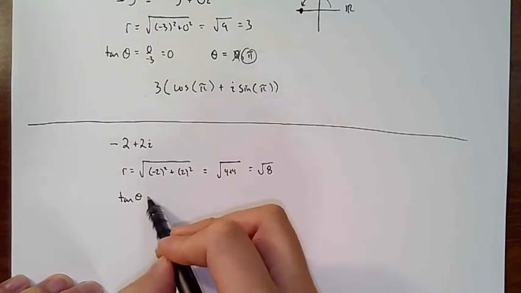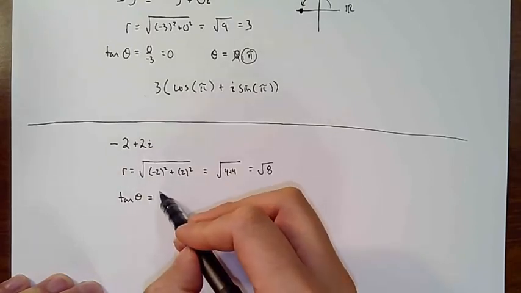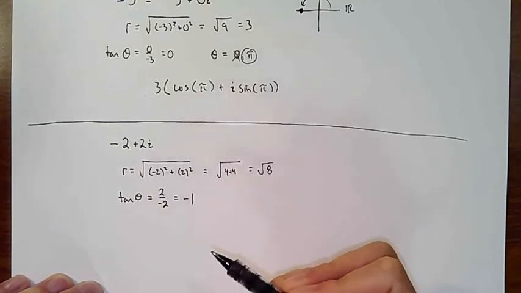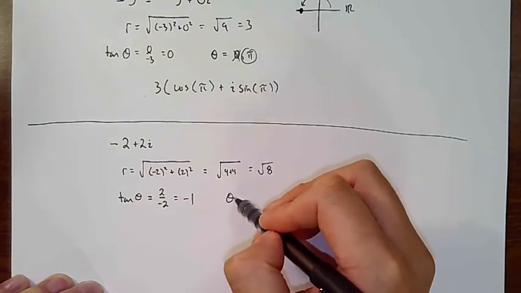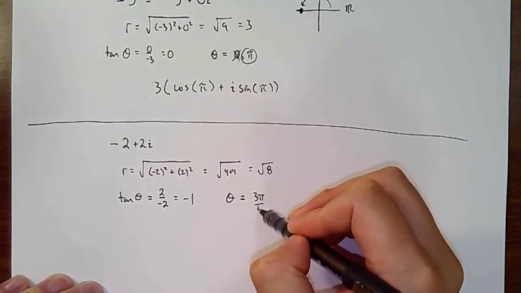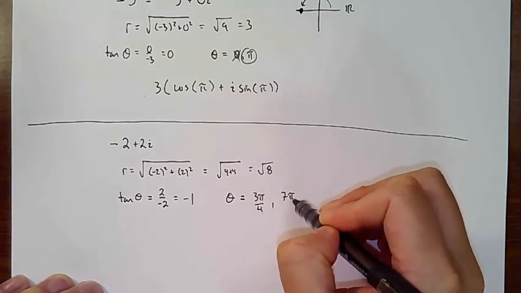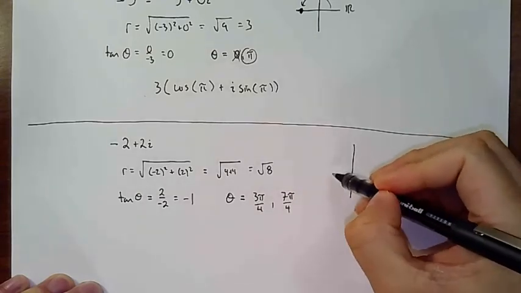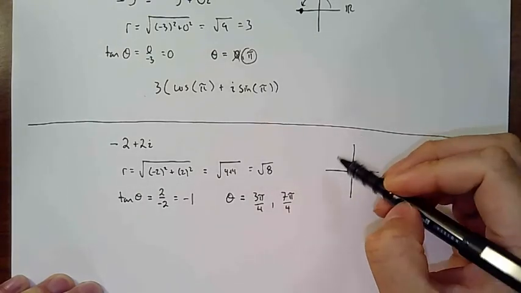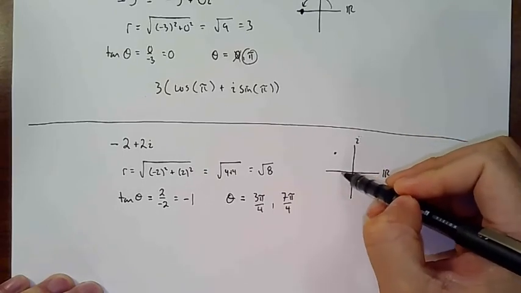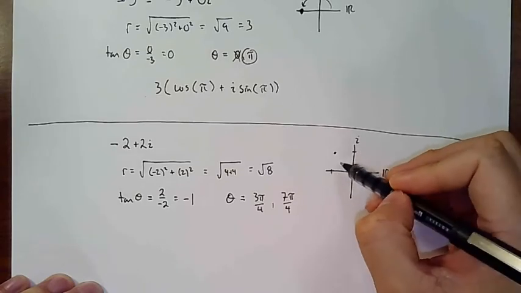Then we have tan of theta. Tan of theta is b over a, or 2 over -2, which is -1. Well, where does that happen? That happens at theta is equal to 3 pi over 4, or 7 pi over 4. Okay, so we need to graph these things and see what it looks like. So -2 plus 2i is over here. You go -2 this way, and then 2 this way, and this is quadrant 2.